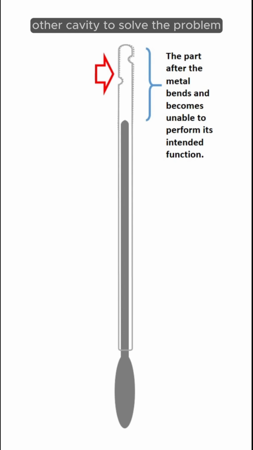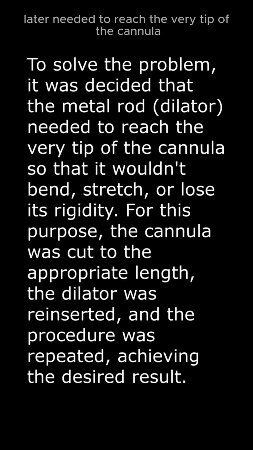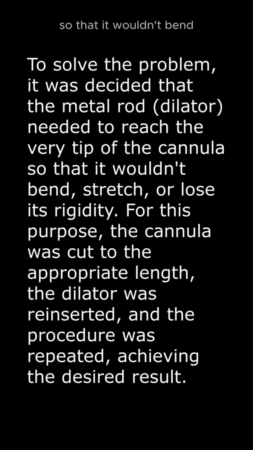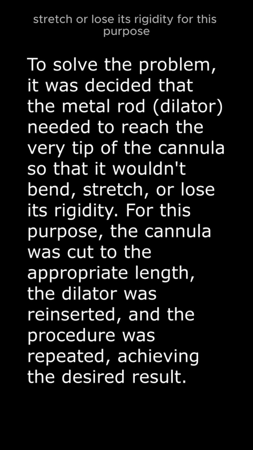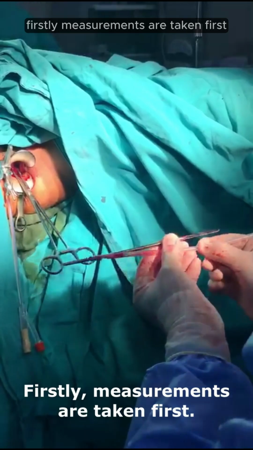To solve the problem, it was decided the metal rod dilator needed to reach the very tip of the cannula so that it wouldn't bend, stretch, or lose its rigidity. For this purpose, the cannula was cut to the appropriate length, the dilator was reinserted, and the procedure was repeated, achieving the desired result. Firstly, measurements are taken.